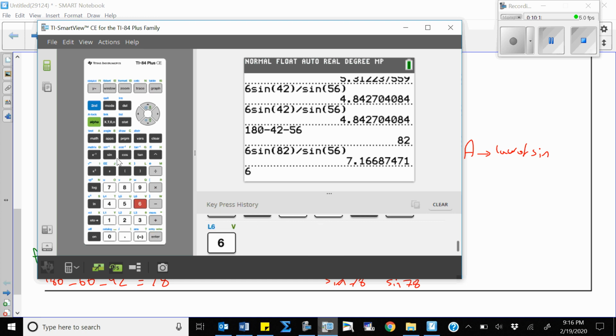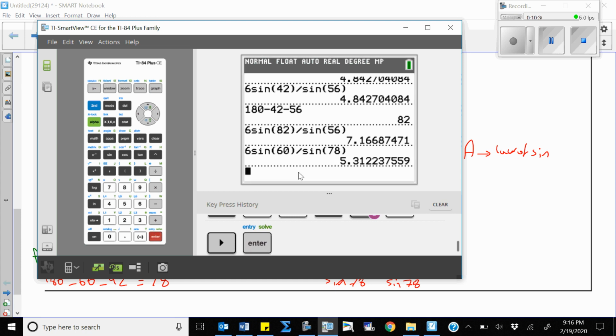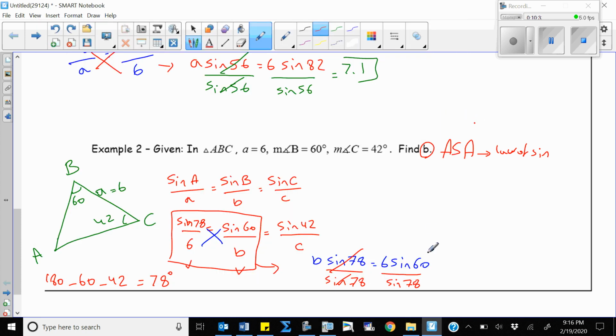So 6 sine of 60 divided by sine of 78. It's equal to 5.31. So this is how we solve for a missing side in a triangle, which is angle, side, angle.